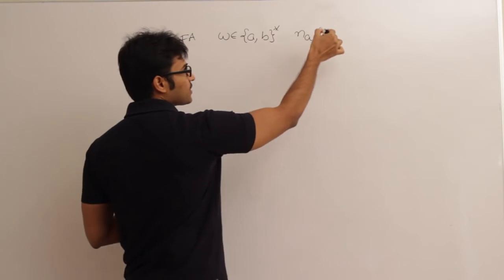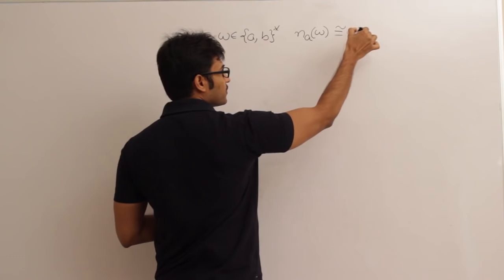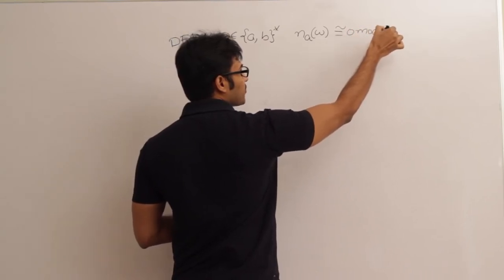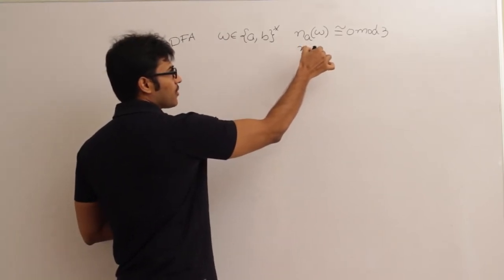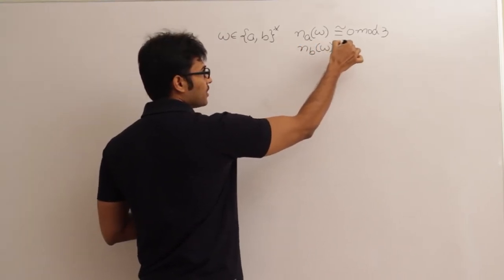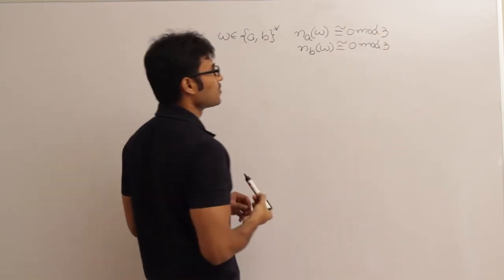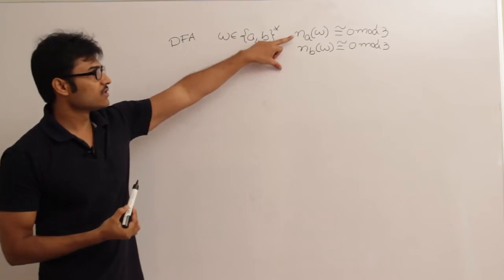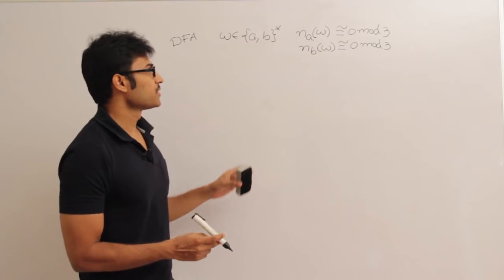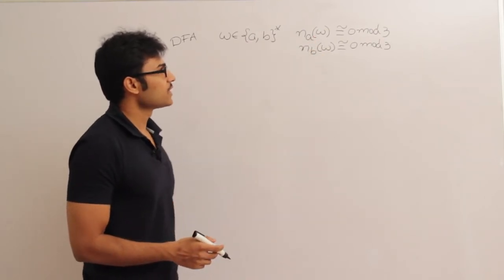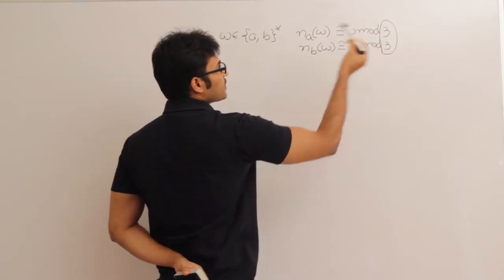I have to construct a minimal DFA which accepts the set of all strings over {a, b} such that the number of A's in W is congruent to 0 mod 3, which means the number of A's is divisible by 3, and the number of B's in W is congruent to 0 mod 3, which means the number of B's is also divisible by 3. From the problem description you can understand that the number of states in the final answer has to be 3 into 3, which is 9.